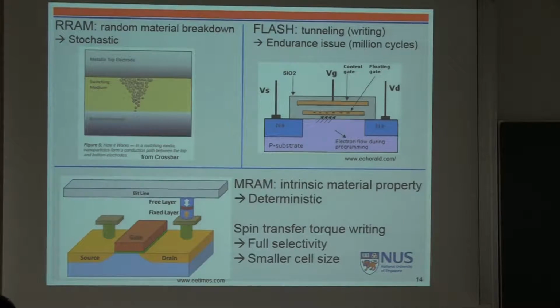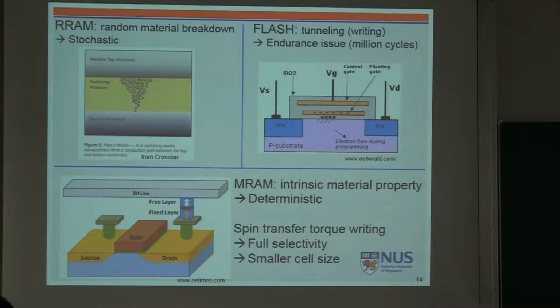So in terms of emerging memory technology, probably you've heard about RRAM, which is resistive random access memory. Hewlett-Packard is one of the leading companies for this technology, and flash is obviously the dominant technology right now, and MRAM is a rising technology right now. RRAM relies on stochastic breakdown. So we apply current and we form some kind of channels, coming maybe from some oxygen migration or so on, but the nature is stochastic.